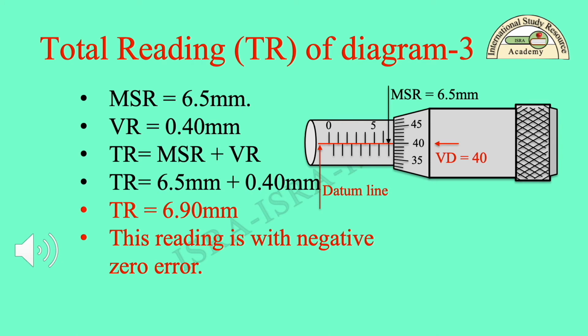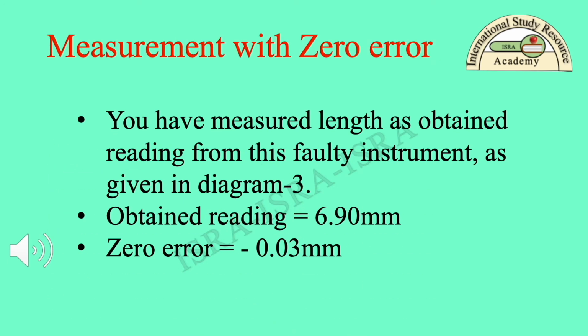Total reading TR of diagram 3. Main scale reading MSR is equal to 6.5 mm. Vernier reading calculated is equal to 0.40 mm. Total reading TR is equal to MSR plus VR. Substituting the values, total reading TR is equal to 6.5 mm plus 0.40 mm. Total reading TR is equal to 6.90 mm. This reading is with negative zero error. Measurement with zero error. You have measured length as obtained reading from this faulty instrument as given in diagram 3. Obtained reading is equal to 6.90 mm.